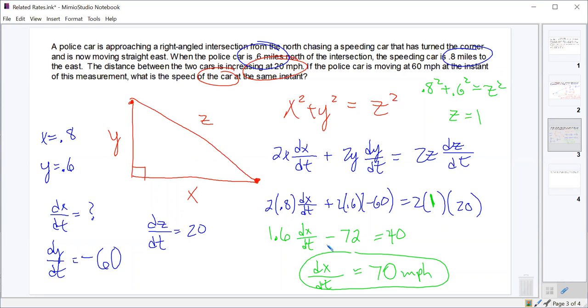Maybe not. Maybe you shouldn't be going 70, especially if there's a right-angled intersection. You're probably not on the freeway, so you probably shouldn't be going 70. For all of you children that are starting to drive out there or have been driving, don't go 70 through the right-angled intersection.